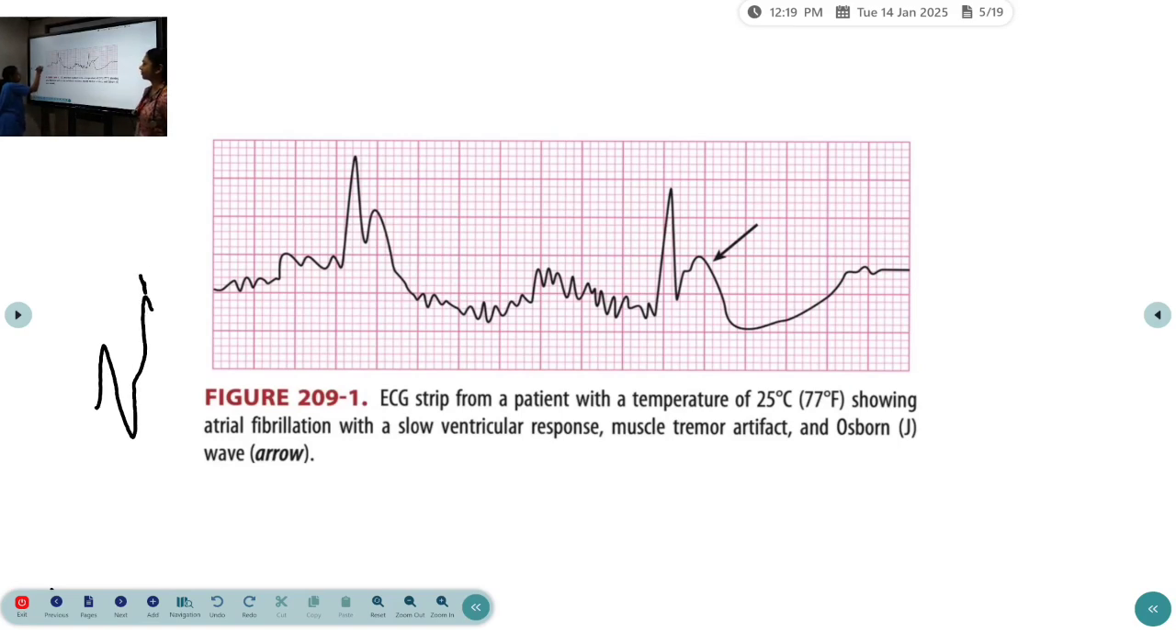Usually the R dash will be more peaked than the R. But in case of Osborn waves, it will be lesser than the R wave. R dash will be smaller than the R wave. That is how we differentiate between the Osborn waves and the RBBB pattern.